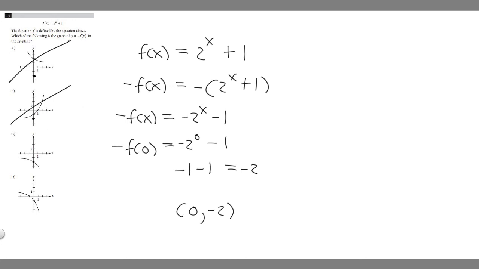Let's look at D. If we look at D, this is 0, minus 2, and it doesn't go through it. So based on that, C is going to be the only one that goes through this point. So it's going to be the only one that can actually be this function. And so based off that, the answer to this problem is going to be C.